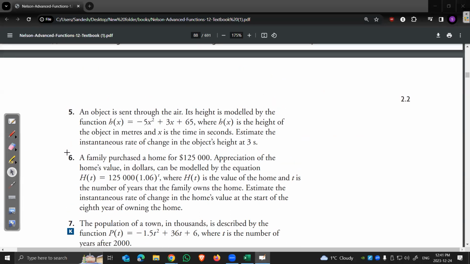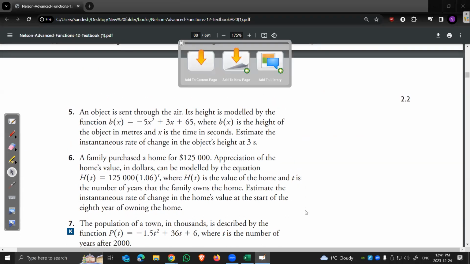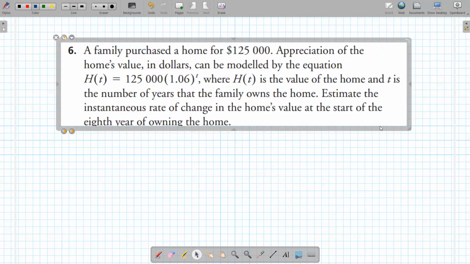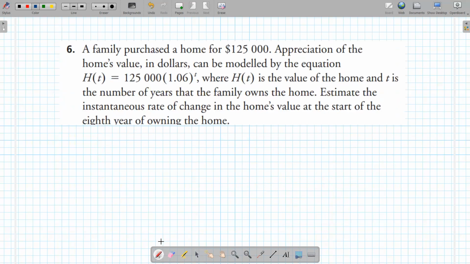Now let's see this. This is what I'm talking about here. What function do we have? What kind of function do we have here? Is it a quadratic?